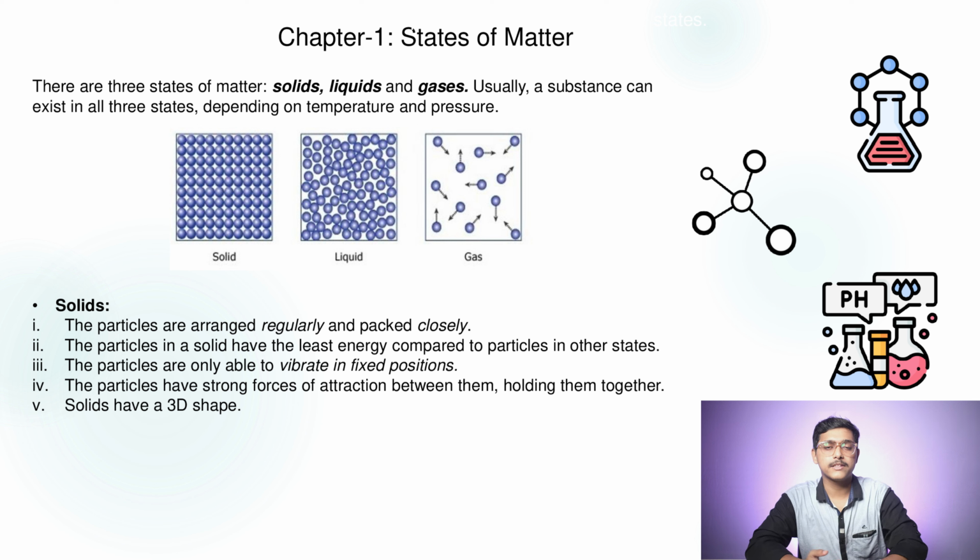So let us take a look at the characteristics of solids. In a solid, the particles are arranged regularly and are packed closely. The particles in a solid have the least energy compared to particles in the other states. The particles are only able to vibrate in their fixed positions. The particles in a solid have strong forces of attraction holding them together. Finally, solids have a three-dimensional shape.